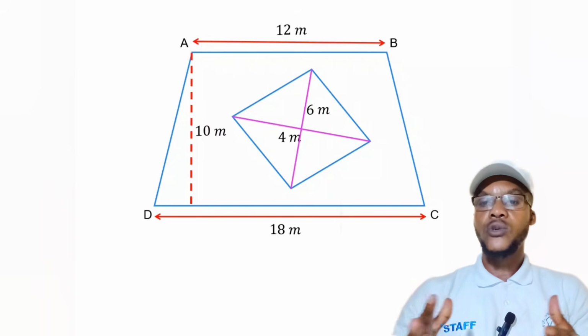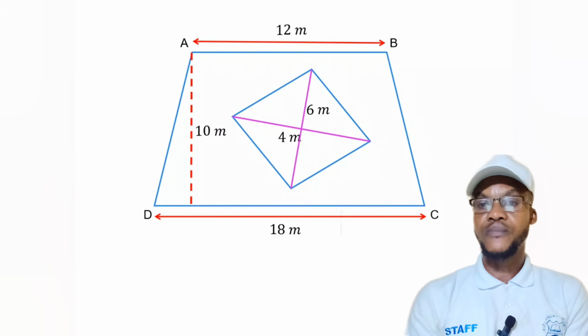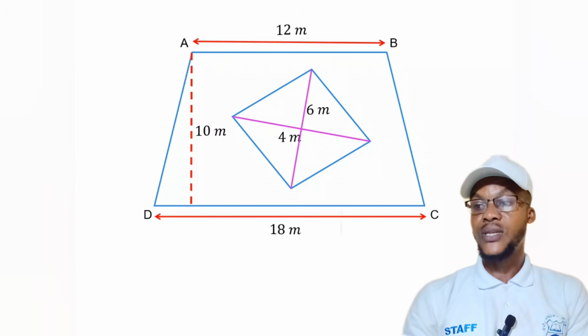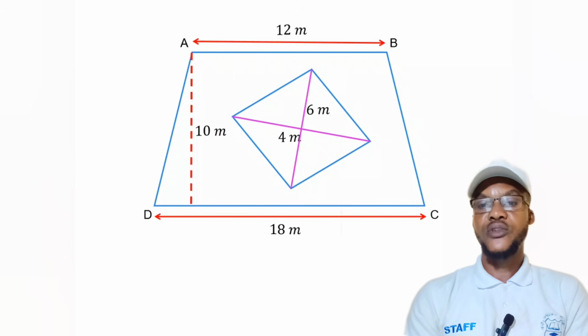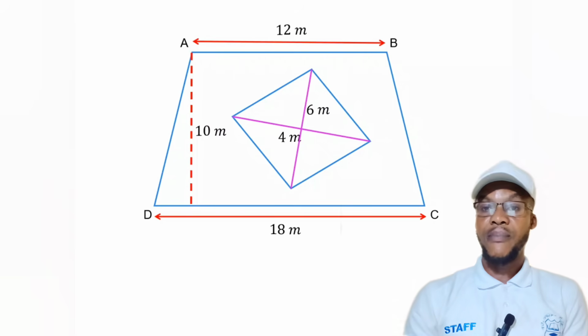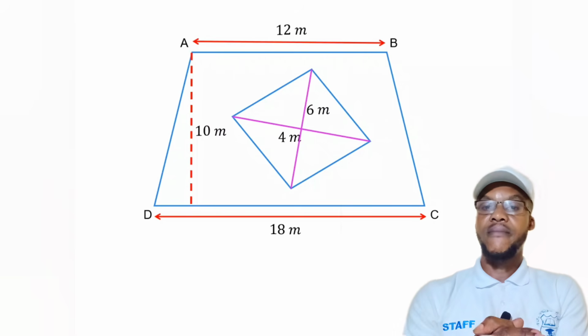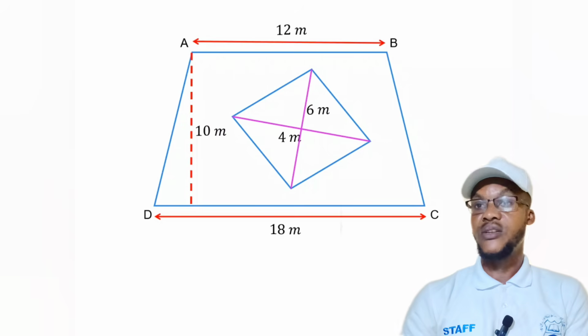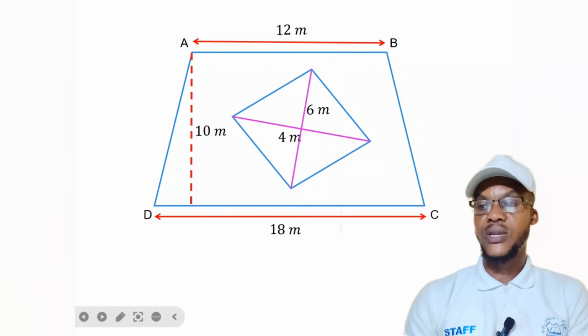Find the total area of the trapezium or the section. So we know that the section is the trapezium. If we are finding the total area of the section, then apparently we are finding the area of the trapezium. And we all know how to find the area of a trapezium. All right, so let's quickly do that.